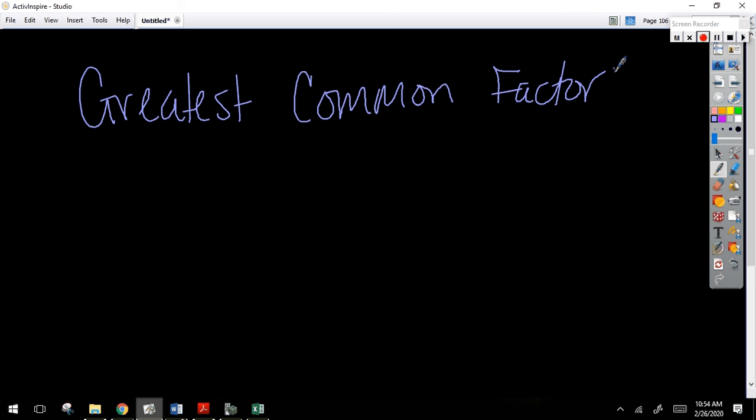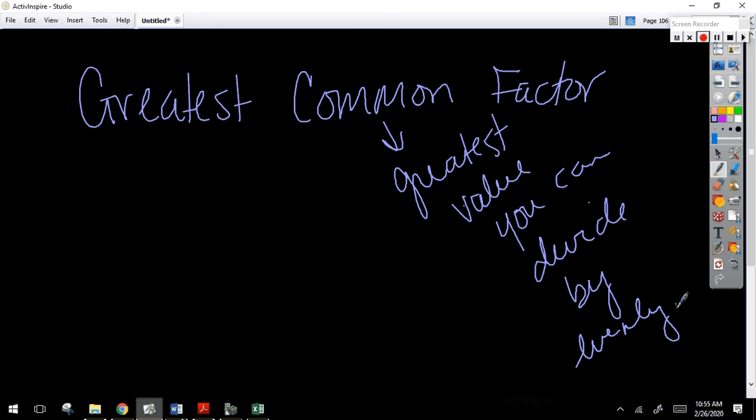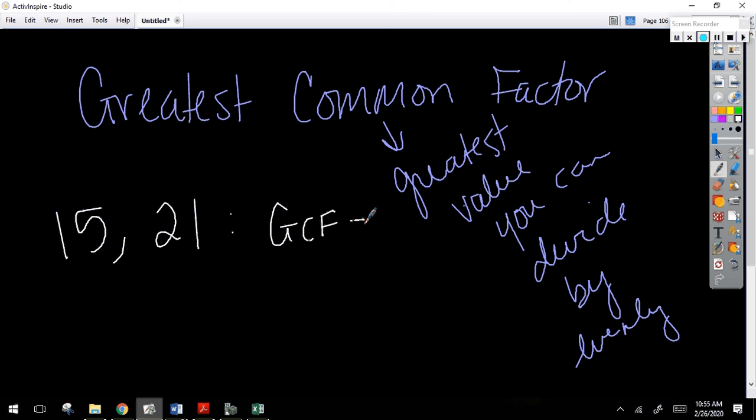Okay, when you think about factoring, we're thinking about backwards multiplying. We're thinking about dividing. So the greatest common factor is the greatest value that goes into that number, that you can divide by evenly. No remainder, right? Remainders are bleh. So, very basic. If I had the numbers 15 and 21, I'm going to call them GCFs from here on out. The greatest common factor here would be 3. Why? It's the biggest thing that goes into both of them with no remainder.